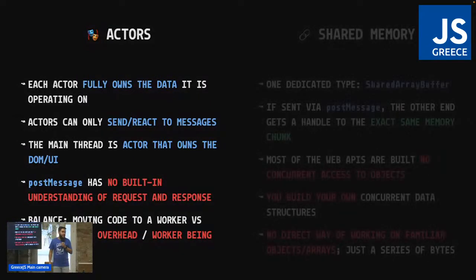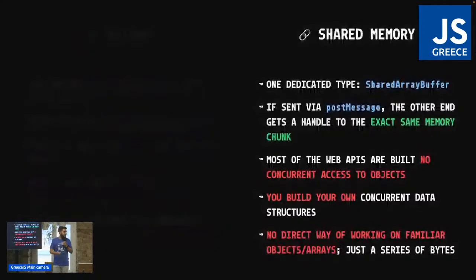The second thing would be shared memory. It happens through the SharedArrayBuffer. That's an amazing API, one of the most interesting things. The great thing here is that if you send a SharedArrayBuffer via postMessage, for example, the other end is going to get a handle to this exact same chunk of memory, so you're cutting part of the overhead. But the tricky part is that we're talking about JavaScript and browsers, and they're just not built with concurrent access to data in mind. So you end up having to build a lot of structures for handling that kind of thing, like mutexes, etc. And the other thing is you're not doing arrays and objects in the traditional JavaScript you're used to. You're doing bytes, series of bytes.